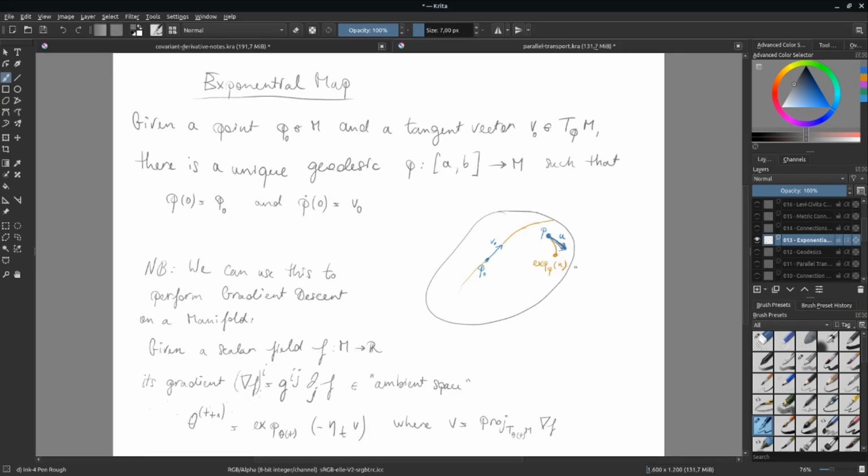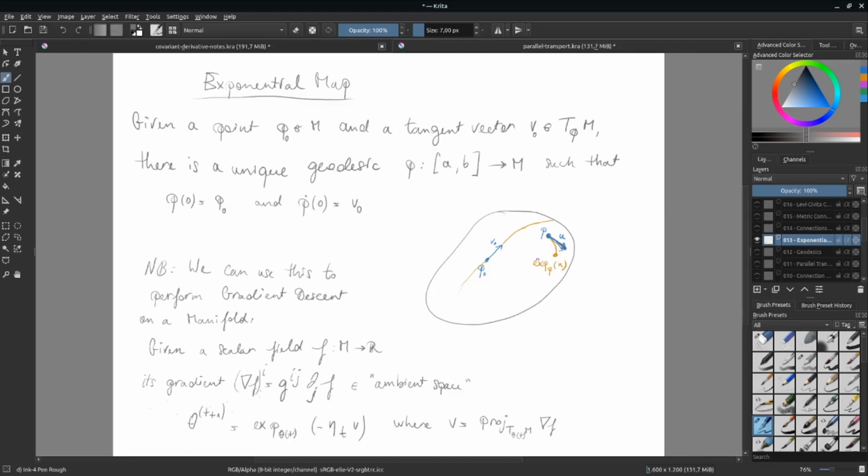And we call this the exponential map, this map of taking tangent vectors to a point that's somewhere along a curve that we shot from the original point. And this exponential map is actually very useful for machine learning because we can use it to perform gradient descent on a manifold.